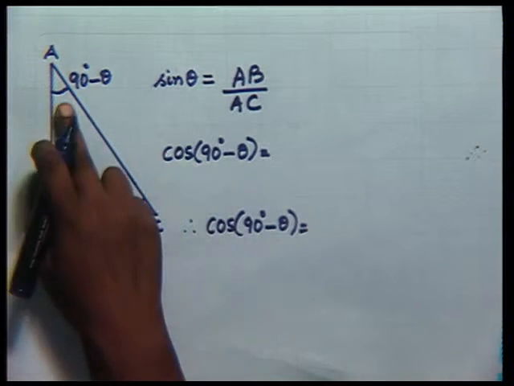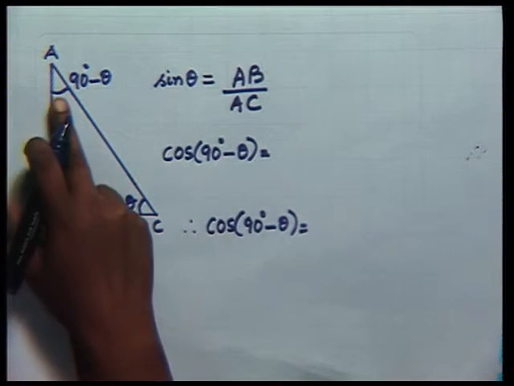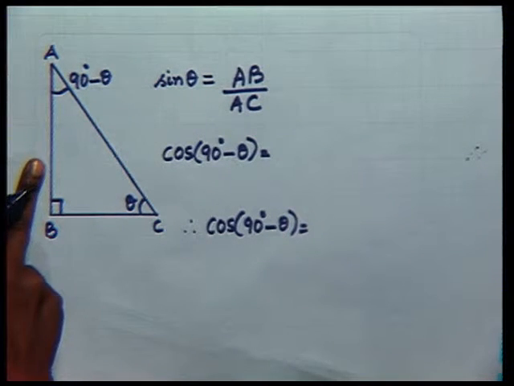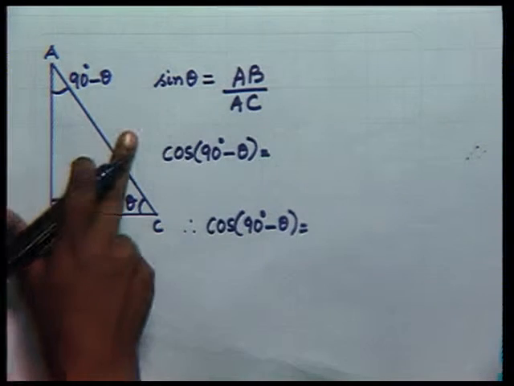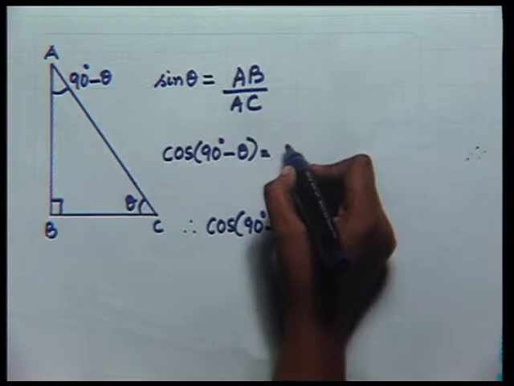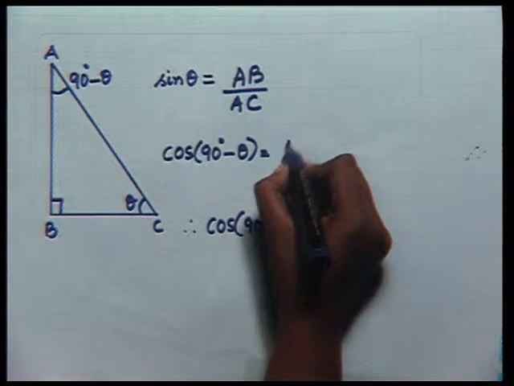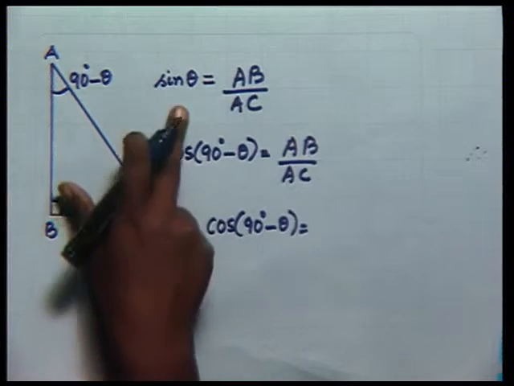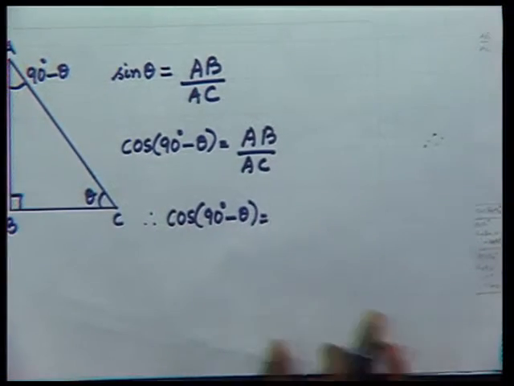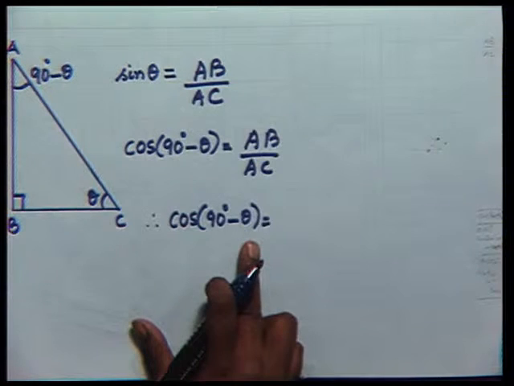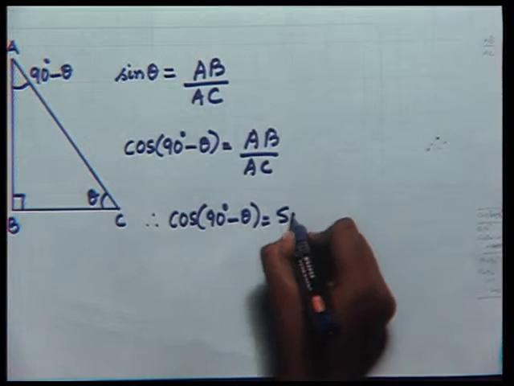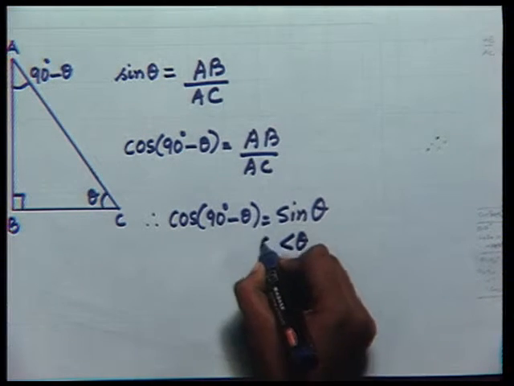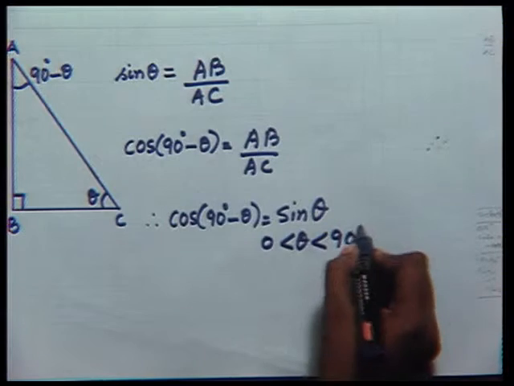And what will be cos(90 degrees minus theta)? As we know, cos(90 degrees minus theta) will be the side adjacent to the angle upon hypotenuse. So, again in this case also cos(90 degrees minus theta) becomes AB upon AC. Comparing these two, we can again write that cos(90 degrees minus theta) is equal to sin theta for every theta greater than 0 and less than 90 degrees.